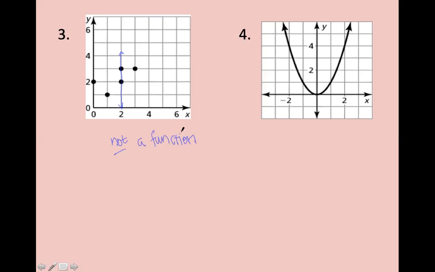A lot of times you're going to be seeing graphs like number 4, where it's a curve and there are infinitely many points along here. It's not separate points like example 3. There are infinitely many points, but it doesn't matter where I draw a vertical line, I'm only going to hit 1 point on the graph. So this is a function.